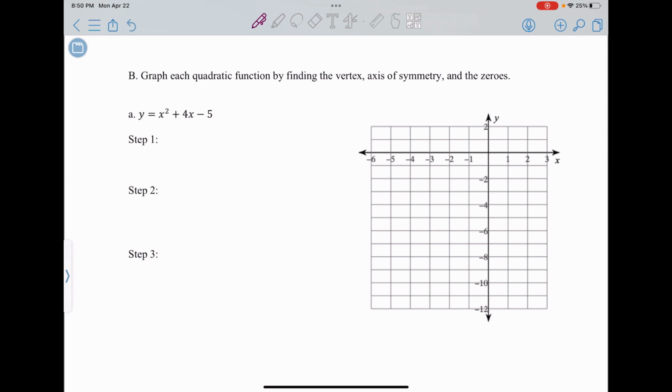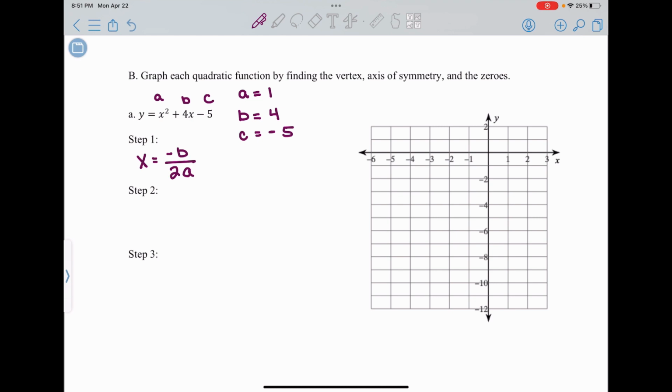I'm going to start by labeling my a, b, and c values. A is 1 because there's no number in front of x squared. B is 4, and c is -5. My first step is to find the axis of symmetry using -b over 2a.